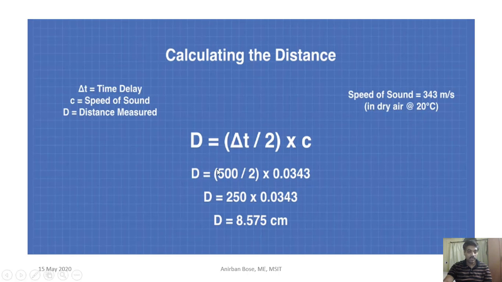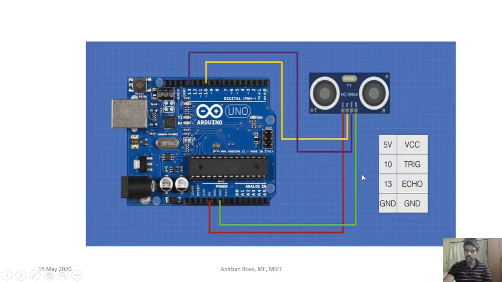So here is the connection of the pins of the HC-SR04 ultrasonic sensor. You can see the 5 volt is connected to VCC, and the trigger pin is there, the echo pin is there. The trigger pin is connected to pin number 10, the echo pin is connected to pin number 13, and ground is connected to ground. So this is the connection of this ultrasonic sensor.